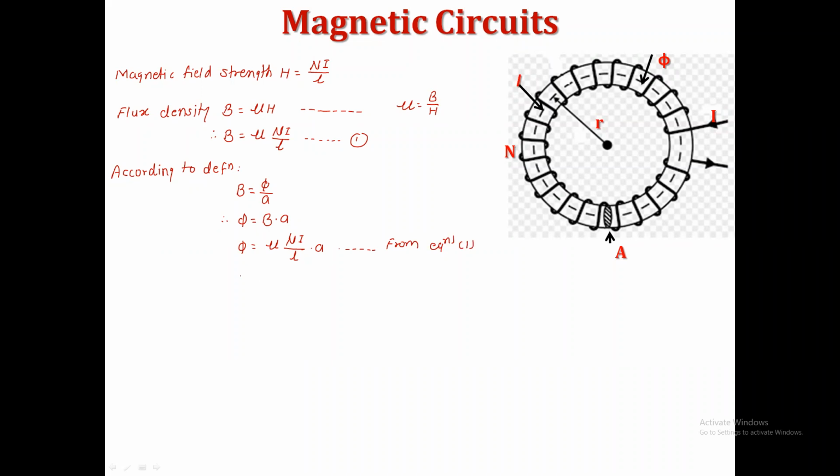Okay, then I can write phi is equal to mu 0 mu r Ni upon L into A. याला सपोर्ट देऊ शकता mu is equal to mu 0 into mu r according to definition. Then I can write phi is equal to Ni upon L divided by mu 0 mu r A.